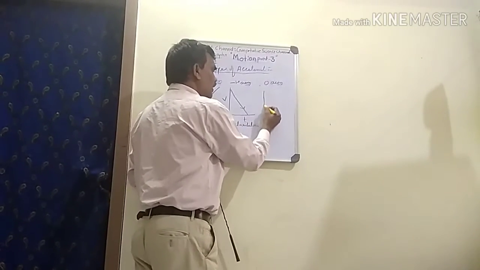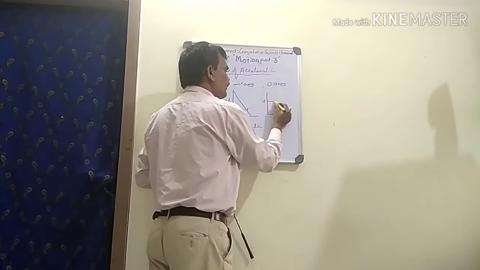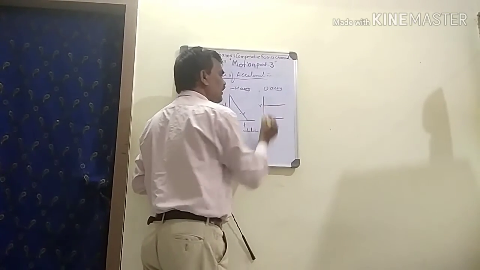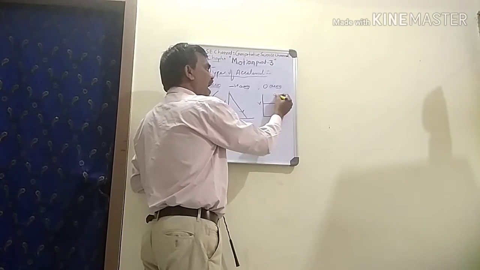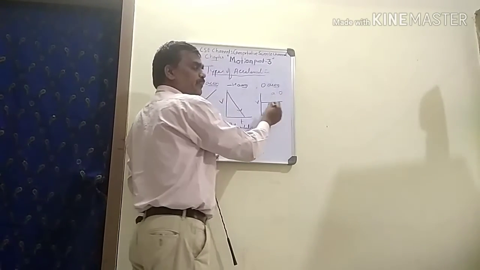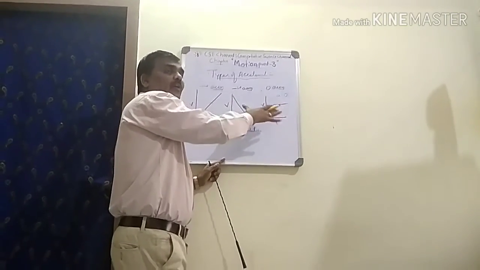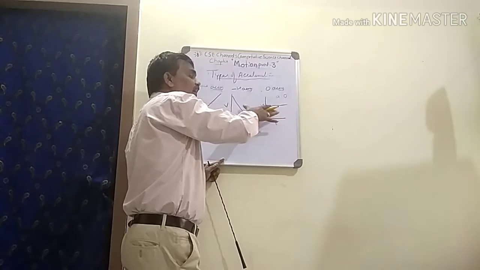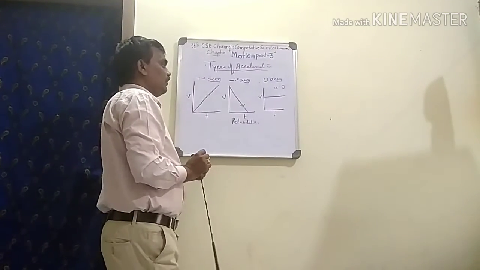Then in another graph, this is velocity and this is time taken. If the graph looks like this, here it is uniform velocity but the acceleration is zero. There is no rate of change of velocity. Here velocity is not changing but it is uniform, hence it is called zero acceleration.